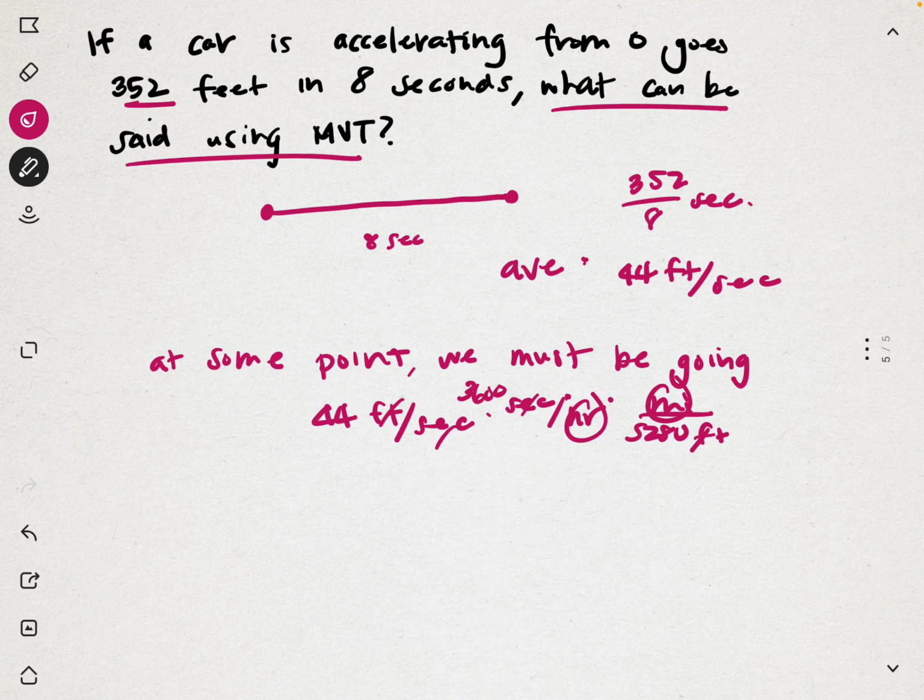Oh no, I did that wrong. 352 divided by 8 is 44. Did I put the things in the wrong place? 44 times 3600. Oh, I wrote the thing wrong. 158400 divided by 5280. There we go. It is 30 miles per hour. Okay, so that just means that at some point we know that we're going exactly 30 miles per hour because the average rate was 30 miles per hour.